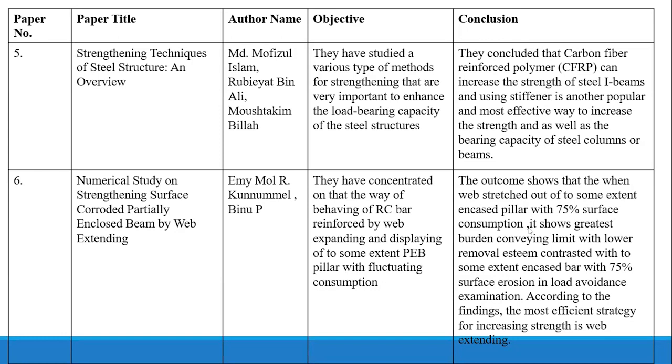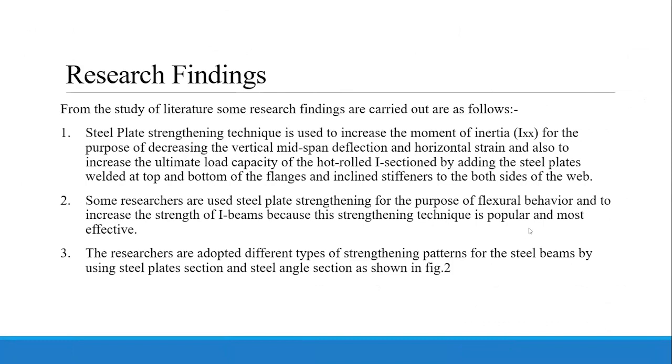Sixth paper is the numerical study on the strengthening of surface corroded partially enclosed beam by web expanding. They concentrated on the way of behaving of the RC bar reinforced by the web expanding and displaying some extent PEB pillars with fluctuating corrosion. They concluded that the most efficient strategy for increasing strength is web expanding. Research findings from the study of literature. Some research findings are as follows.